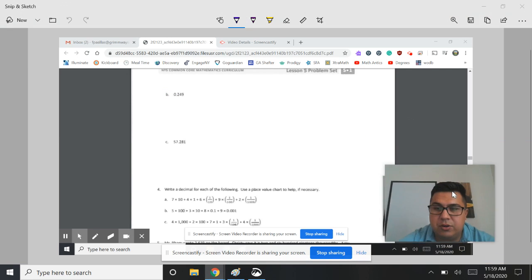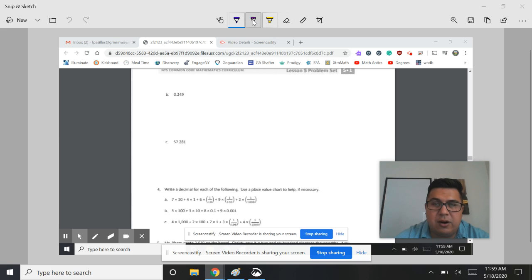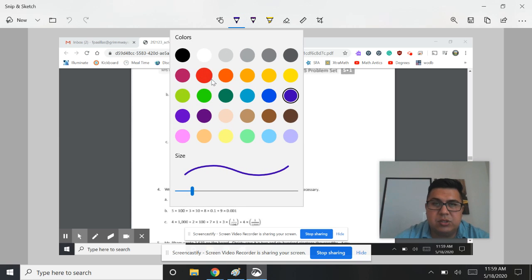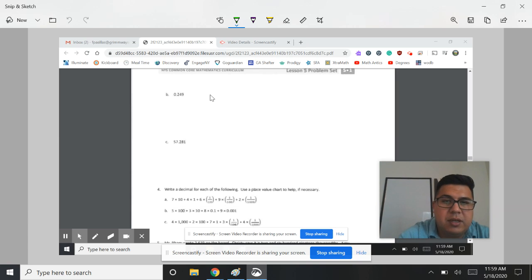All right, guys. So we have this number here, and we need to turn it into expanded form. The way we're going to do this is I like to create a place value chart, because it just helps me figure out what value each digit is in.